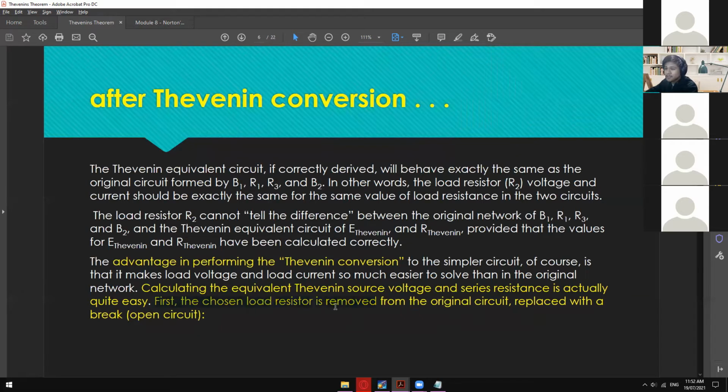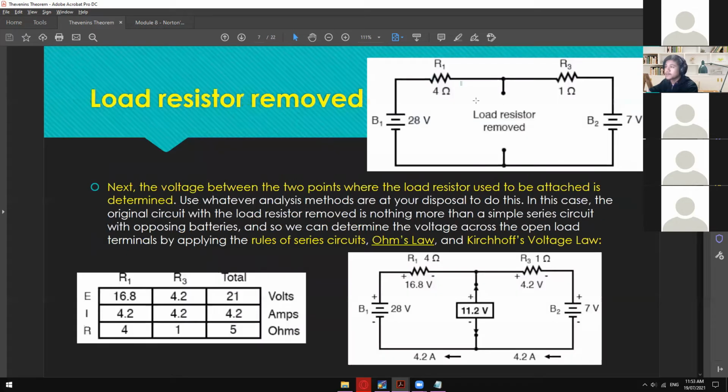So first, the chosen load resistor is removed from the original circuit, replaced with a break or open circuit. Or break it, or just leave it open. So that is the first step. After removing that one, then you can now solve for the voltage drop on R1, voltage drop on R3, the total voltage drop, the current on R1, the current on R3, the total current, and then of course the given values of resistance, which are 4 ohms, 1 ohm, and then the total resistance, which is 5 ohms.